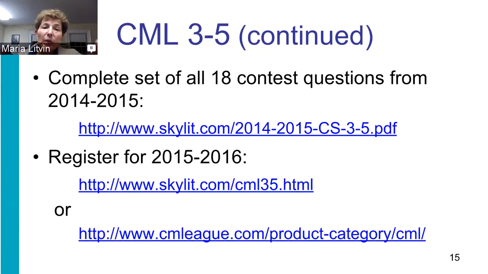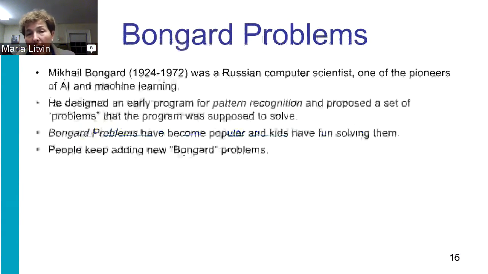And for the next slide, we see the Bongard problem, the one with the patterns on the left and on the right. This is really a whole series of questions, with all kinds of puzzles, and they are of increasing difficulty. Mikhail Bongard was a Russian computer scientist and one of the pioneers of AI and machine learning. He was trying to get computers to recognize patterns, and he started with many of these puzzles. They were so popular that many other people started writing their own puzzles, and people keep adding new puzzles.